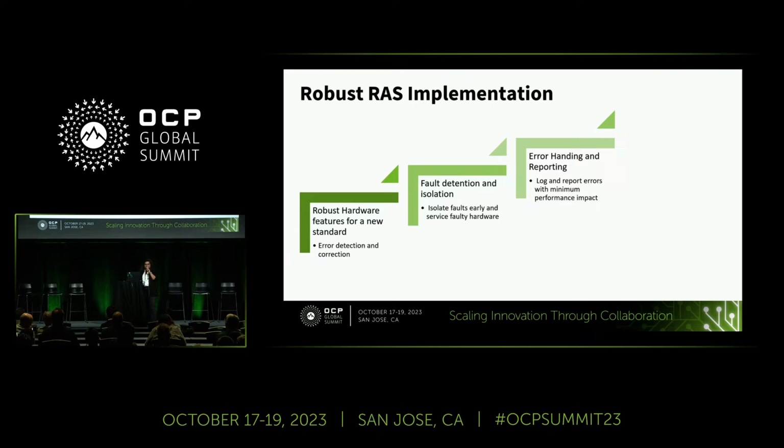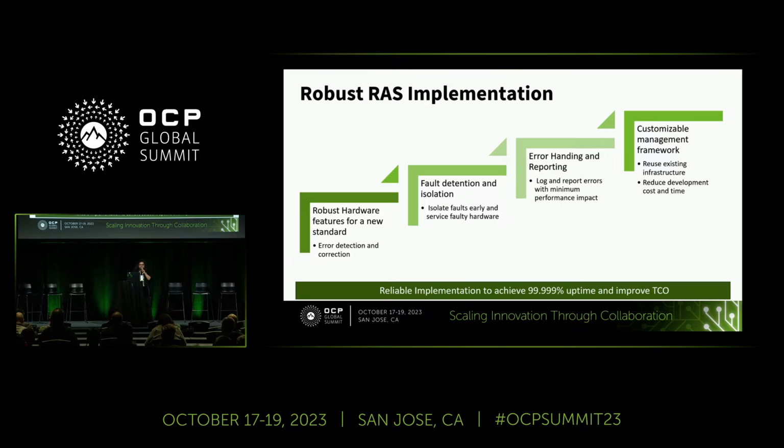Error handling and reporting. You want to log everything. You want to log your reports with errors, and you want to do this in such a way that it has minimum performance impact. And then customizable management framework, right? You want to reuse your software development kit, integrate into existing infrastructure, which is either your BMC or host management infrastructure. At the end of the day, what we want to get to is 99.999% uptime and improve the TCO.